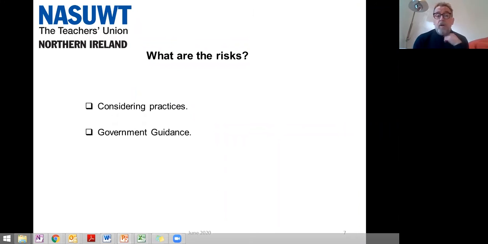So what are the risks, considering practices and government guidance? So in general terms, this is about identifying any hazards that pose a risk to employees. And there are many, but each needs to be identified clearly. So in terms of COVID-19, identifying the risks will center around any practice or activity that could result in the transmission of the virus. So essentially, this will be around any direct or indirect interaction between people.